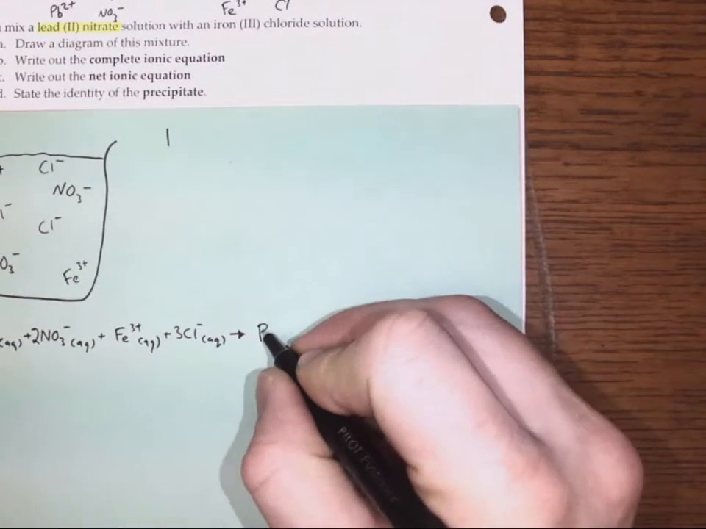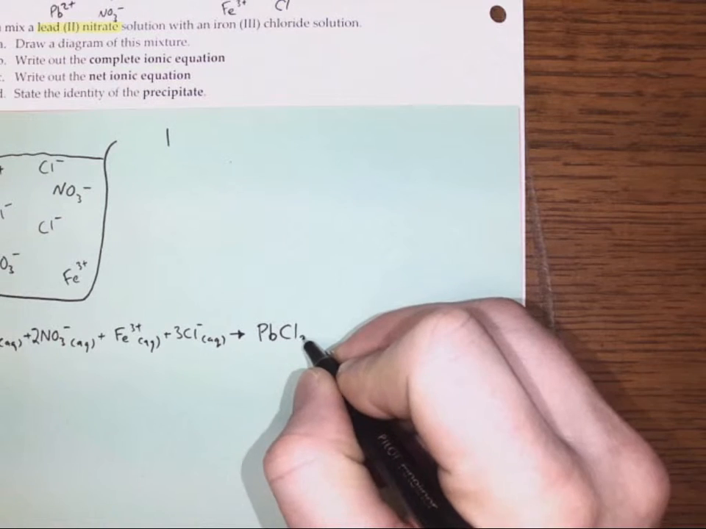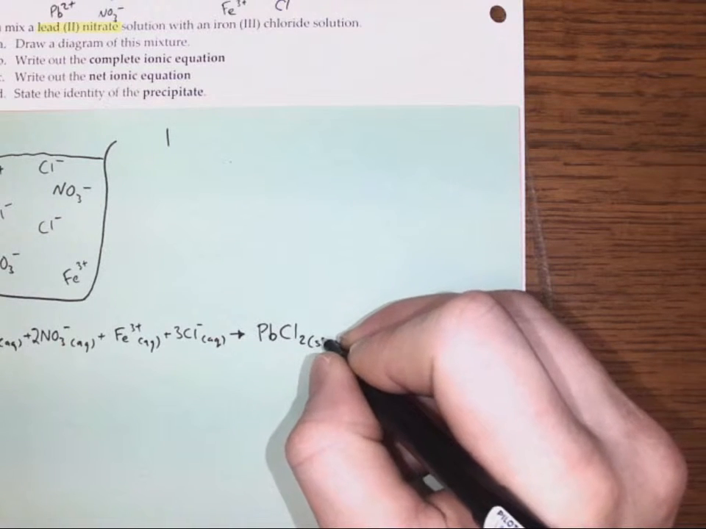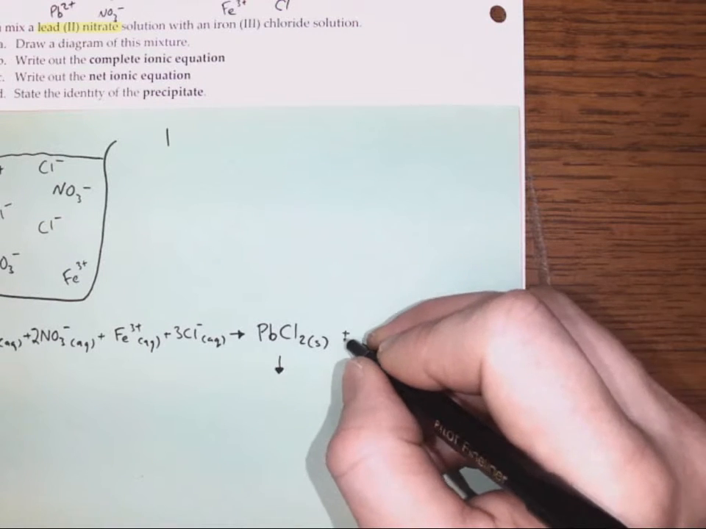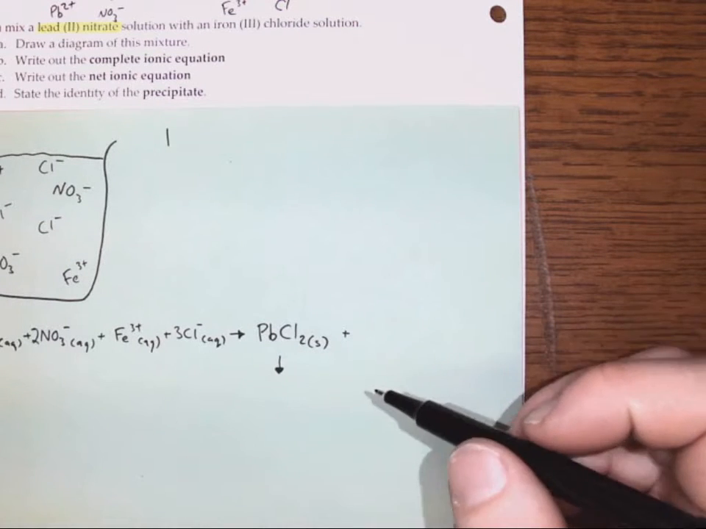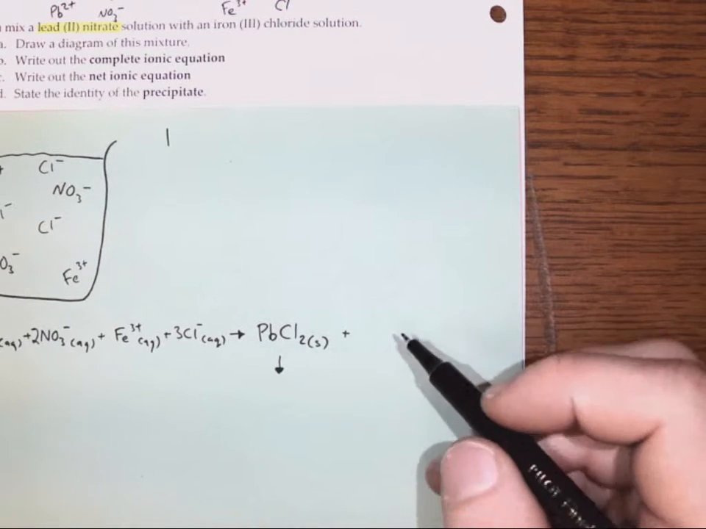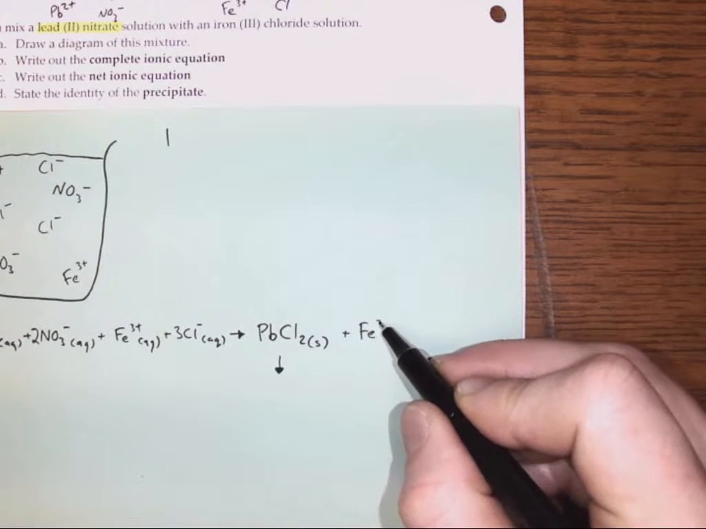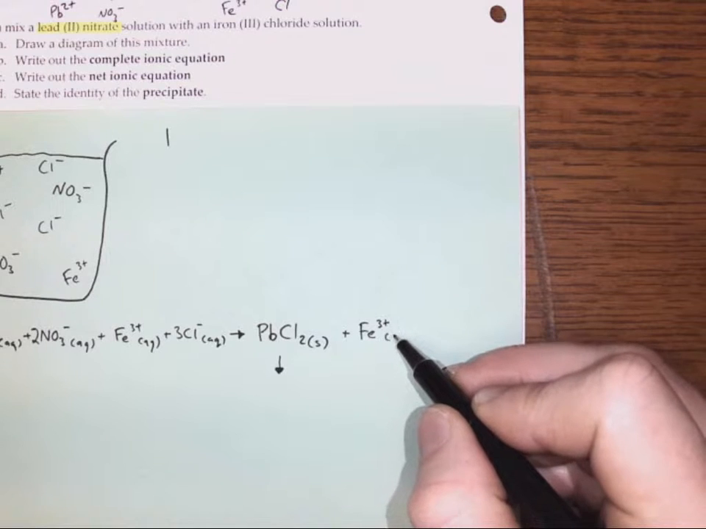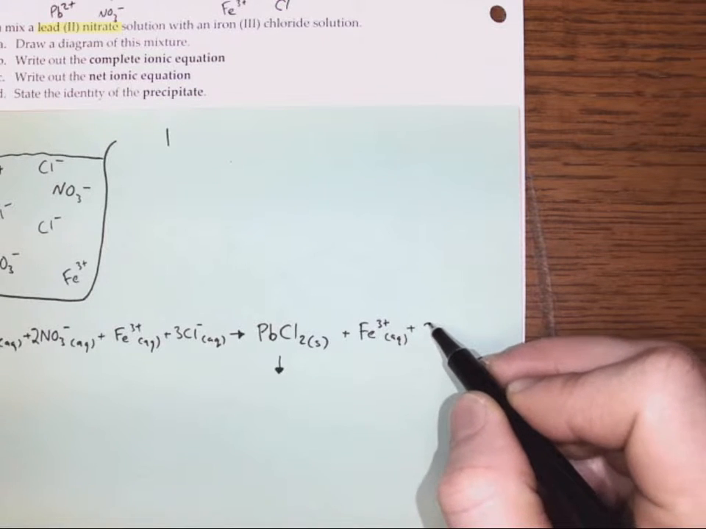So we got this Pb, and we need 2 chlorides to balance that. And that's going to be solid, so it's going to drop out of the solution. And we're going to have these left over. What are we going to have here? We're going to have some iron, and it's aqueous, and some nitrates.